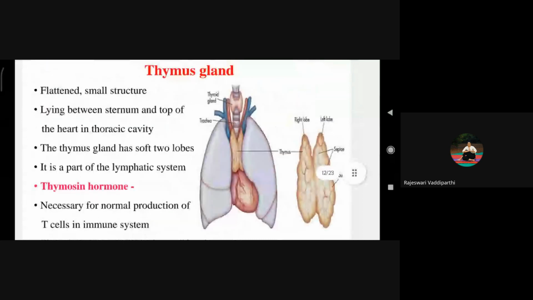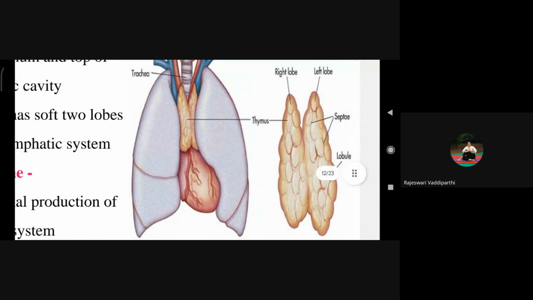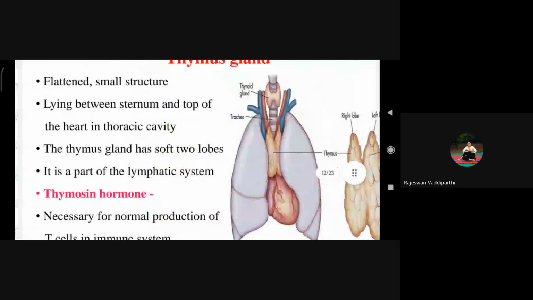Next is thymus gland. So thymus gland is a flattened small structure lying between sternum and top of heart. Now here in this picture, I hope you can see clearly where the thymus gland is located. The thymus gland is also shown separately in this picture. It has two lobes, right and left, lying between sternum and top of the heart in the thoracic cavity. It is part of the lymphatic system.